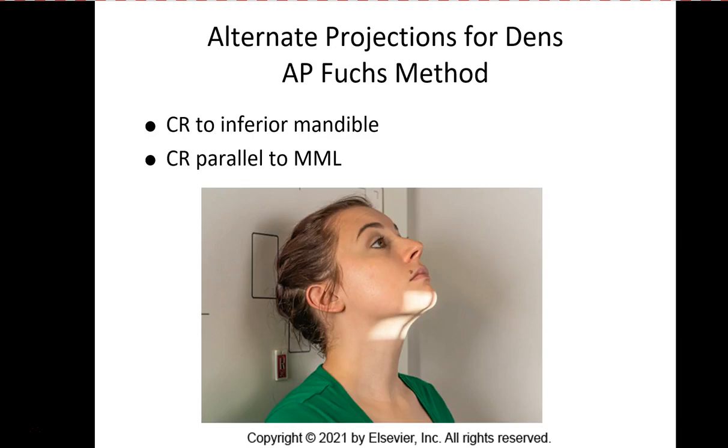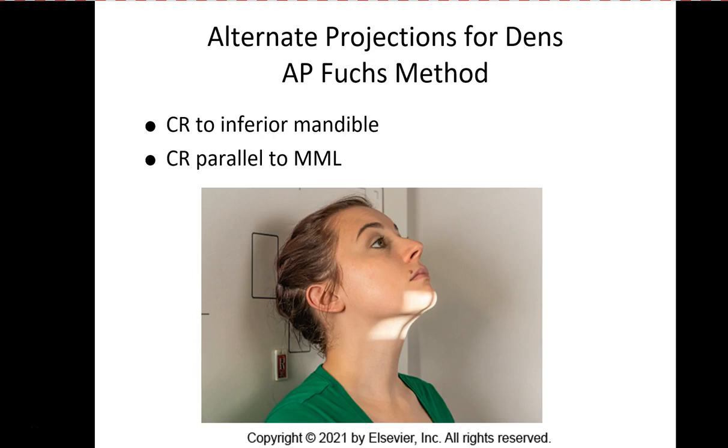Now the Fuchs method is an alternative to the AP open mouth if you're having trouble seeing the dens. So let's say you try the AP open mouth and you just can't get a good look at the dens. You could try the Fuchs method instead. So you can see here the patient is positioned in an AP projection. You can do this on the table or standing.